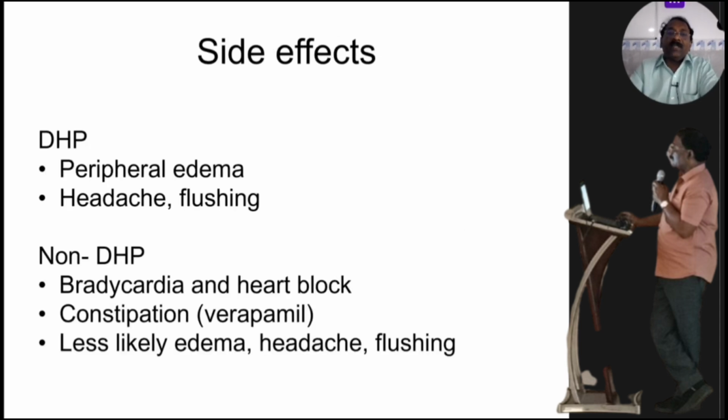The common side effects are headache, flushing, and most important, peripheral edema. Peripheral edema is a very common side effect of amlodipine. To reduce that, you can use another drug which causes lower degrees of peripheral edema than amlodipine, like cilnidipine. But cilnidipine also will cause peripheral edema.